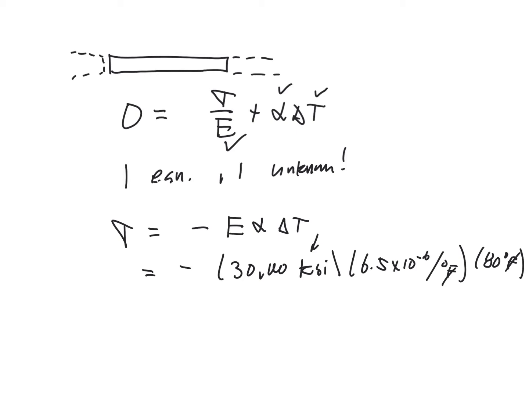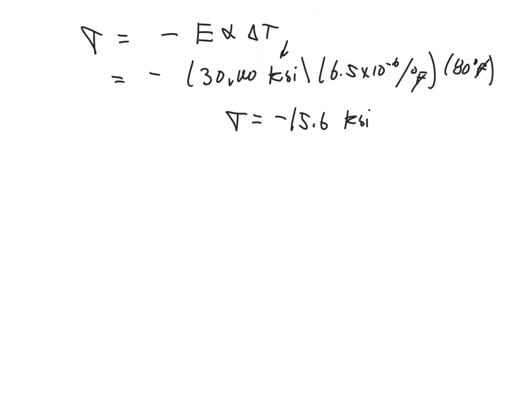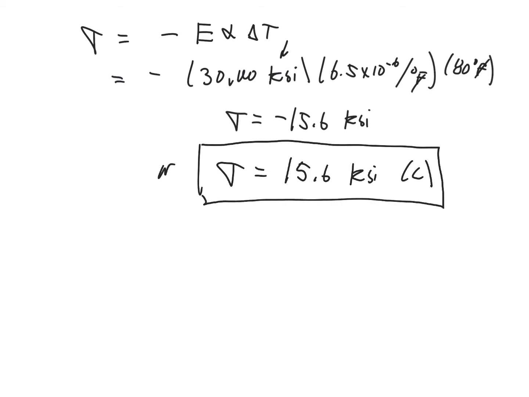So we go ahead and run the numbers, and we find then that sigma is equal to negative 15.6 KSI. Or if we wanted to, we could say sigma is 15.6 KSI C. So there is a compressive stress that's generated inside of that axial bar.